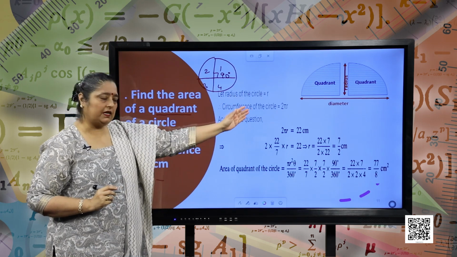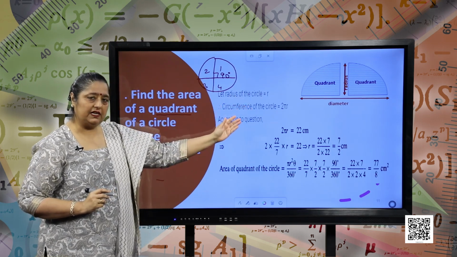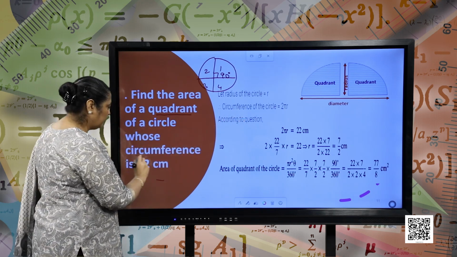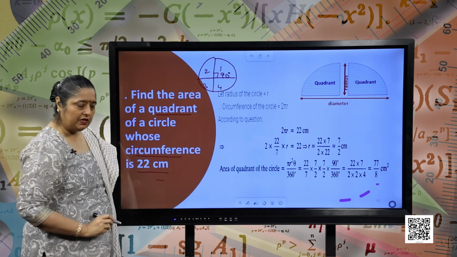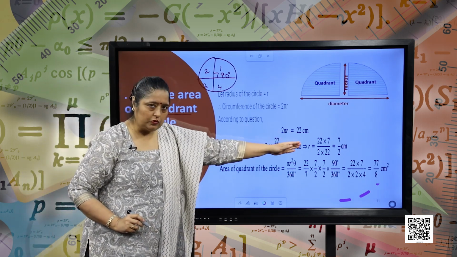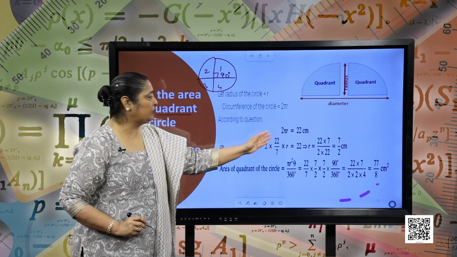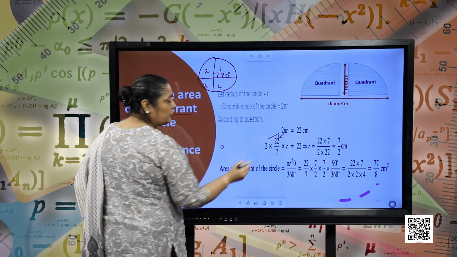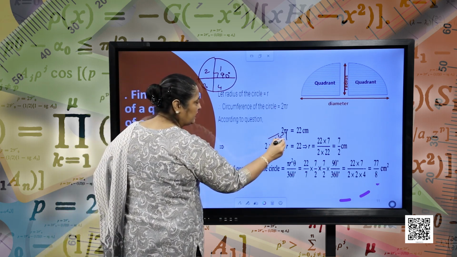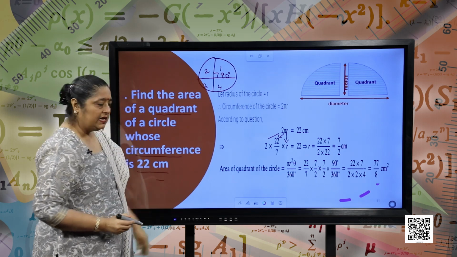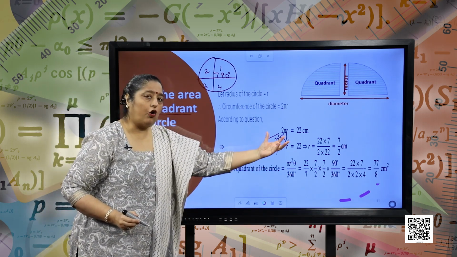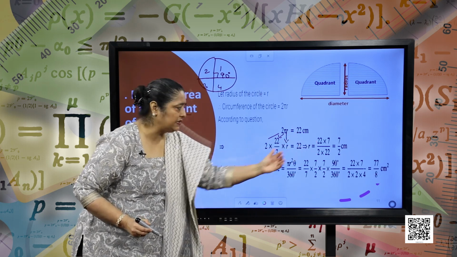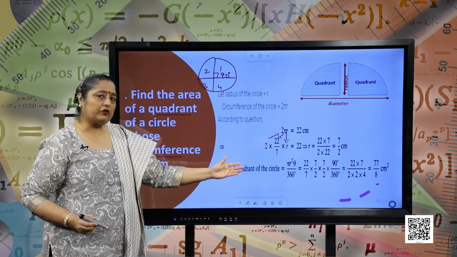Let the radius of the circle be r. The circumference of the circle is given by 2 pi r. According to the question, here the circumference is given as 22 centimeter. So, 2 pi r is equal to 22 centimeter. Let us substitute the value of 2 pi, which is 22/7, and r is given as r. Then, keeping r on the left hand side and all the numerical values on the right, we have r as 7/2 centimeter.